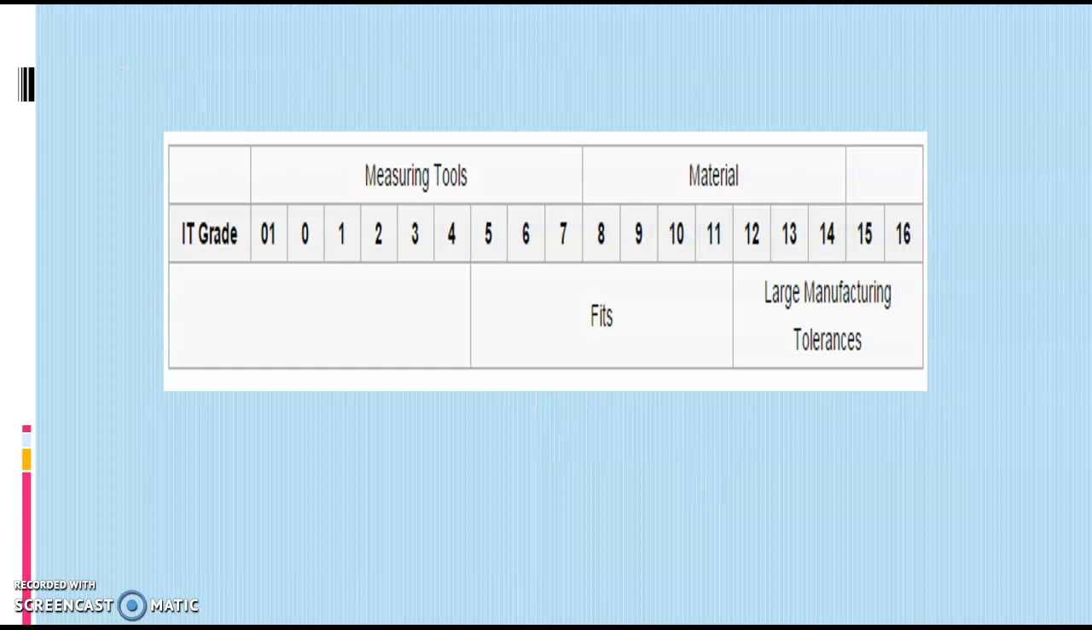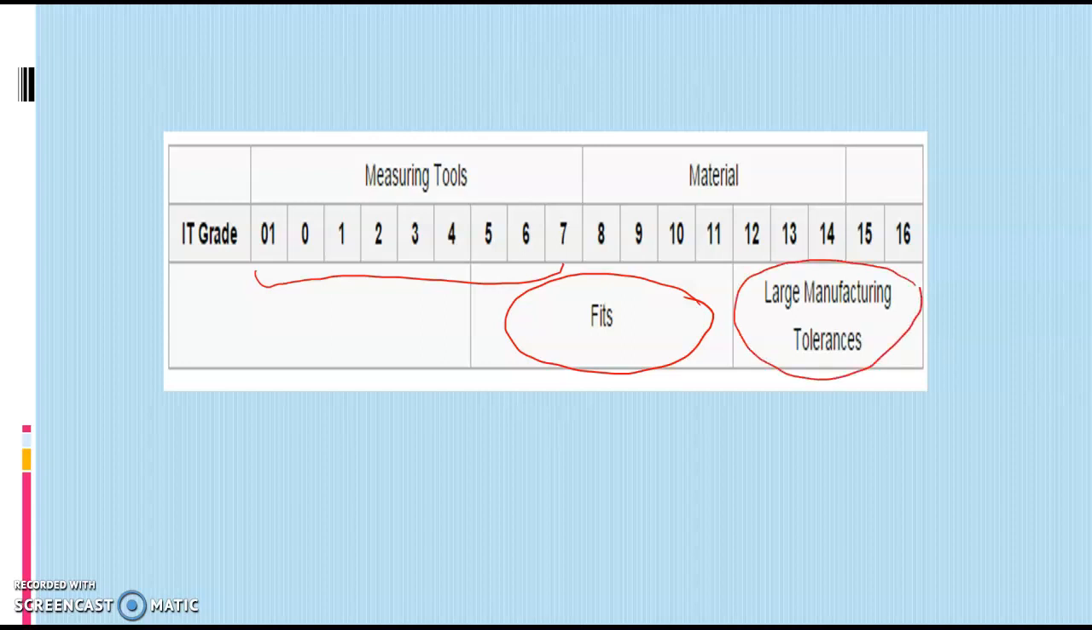These different grades are given for different applications or accuracy levels. For measuring instruments, we use tolerance grades from 01 up to 7. For normal fits, the fits of a hole and shaft in normal working, we use tolerance grades of 5 to 11. Then for large manufacturing tolerances, that is less precise workpieces, grades 12 to 16 are given.